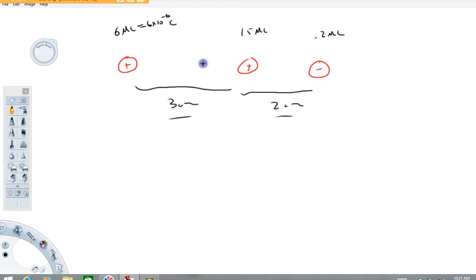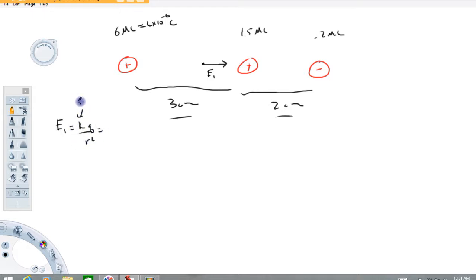Now, the electric field at this point is going to be due to 3 effects. There's an electric field due to this guy, which is going to be to the right. I'm going to call that one E1, electric field number 1. Electric fields always point away from positive charges. That value, if I had to calculate it, is equal to KQ over R squared. This is how electric fields are calculated.